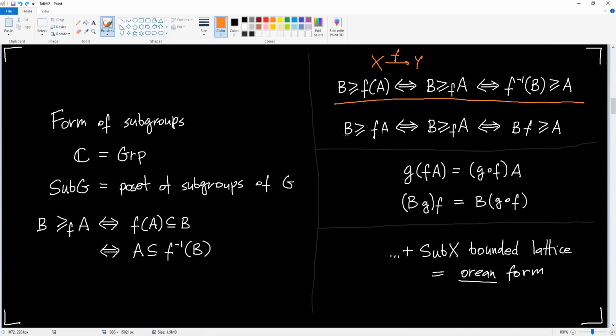So if we have a form in which we have these direct image and inverse image maps, and in addition to that, they form a Galois connection as we described here. And in addition to that, each poset of subobjects of X is a bounded lattice. So if we have all of that, then we will call such a form an Orion form. And the reason for this is because Ore was the one who studied extensively Galois connections and tried to apply it in developing abstract algebra in terms of subgroup and subalgebra lattices. But we'll come back to some historical remarks later on.